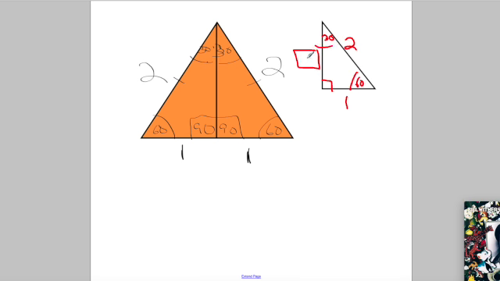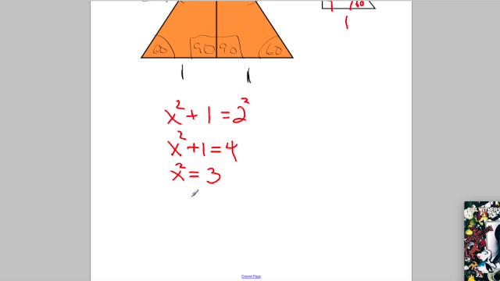x squared plus 1 equals 4. Therefore, x squared is equal to 3. And that means that x is equal to the square root of 3. And the square root of 3 is just as important as the square root of 2. Square root of 2 is 1.414. I really think you would be well served to remember this number. Square root of 3 is also a valuable number to remember.